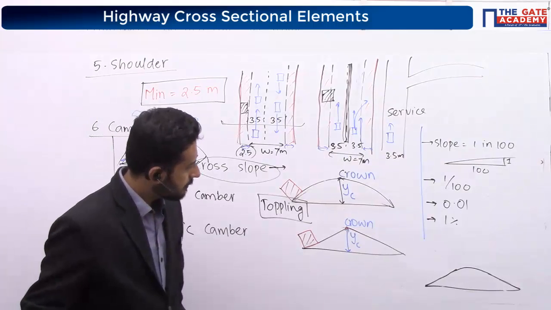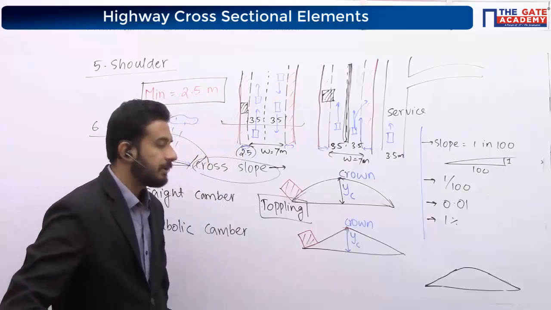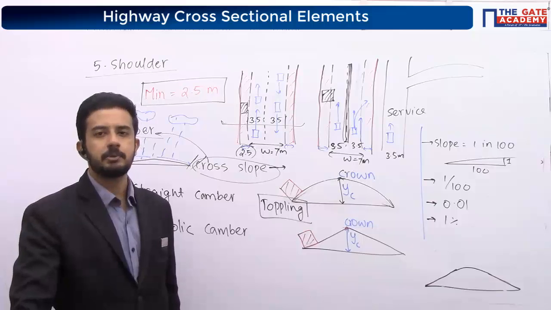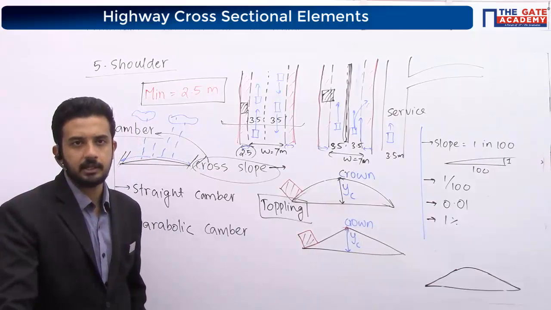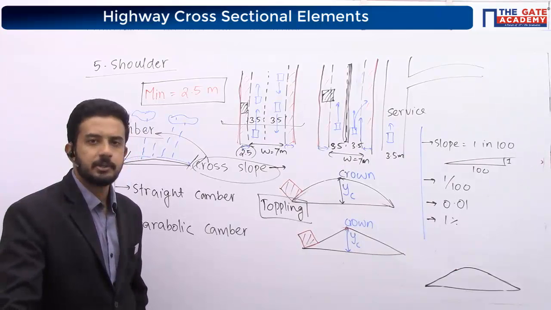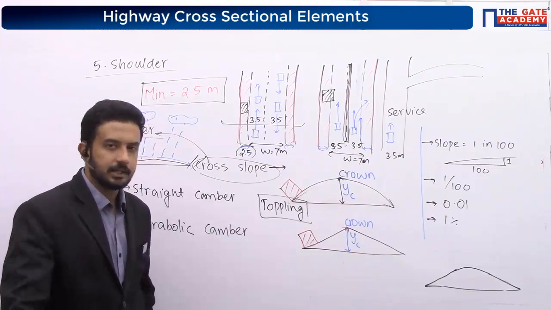Write a few points. For high speed vehicles, parabolic camber is better. Full stop. Next sentence.